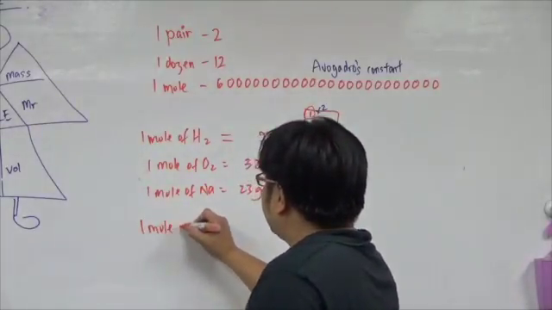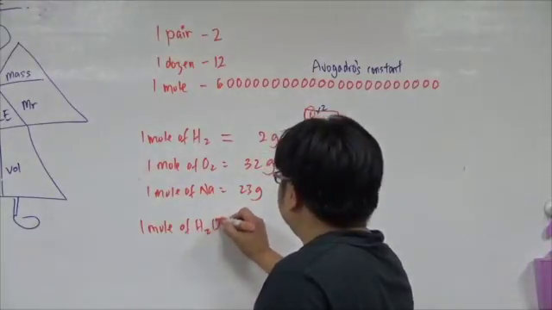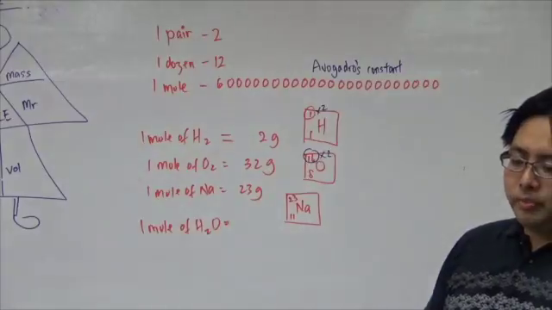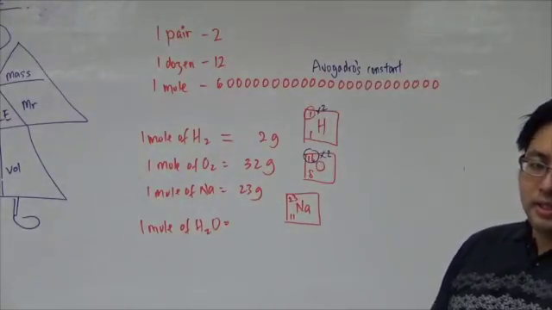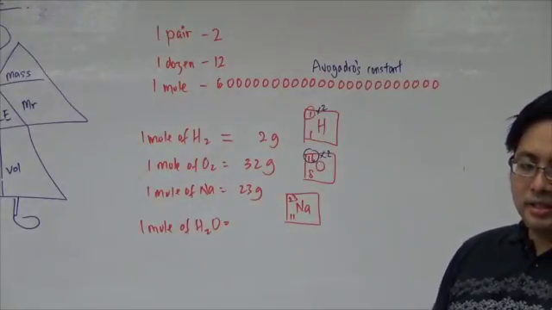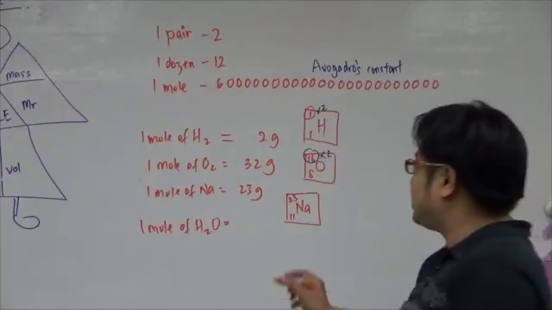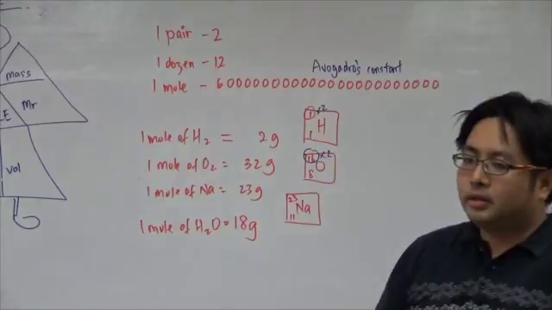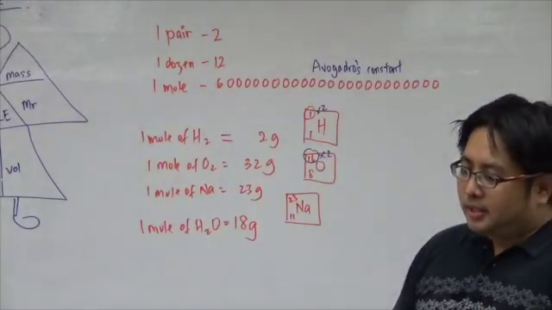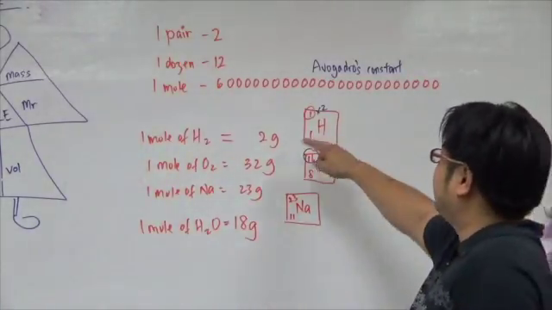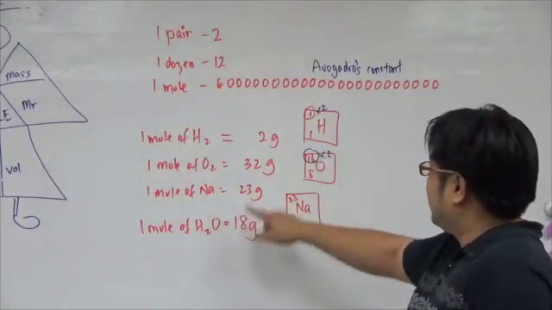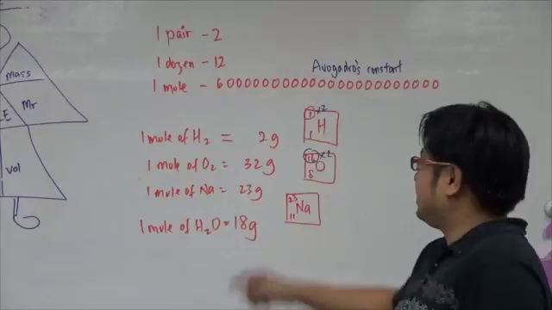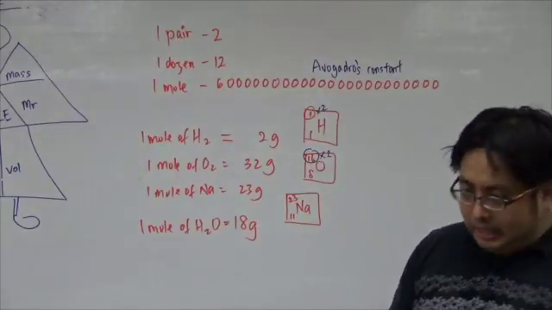I'll give you another example. Can someone tell me what is the mass of 1 mole of water? Check in your periodic table. Very good, Chester. It's 18 grams. Why? Correct, 2 plus 16, because there are 2 hydrogen, then plus oxygen. So 1 plus 1 plus 16, that's why it's 18.